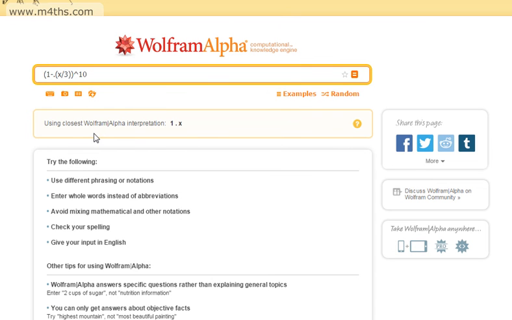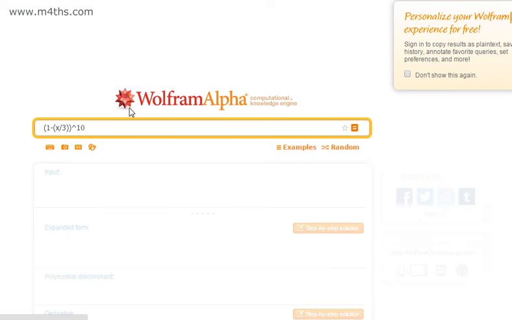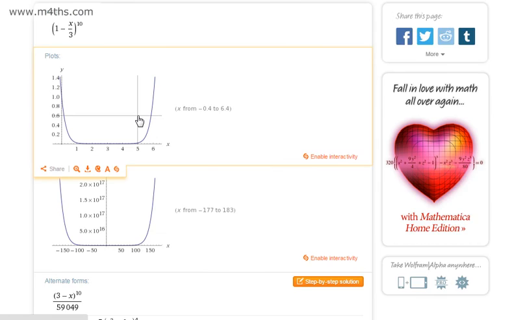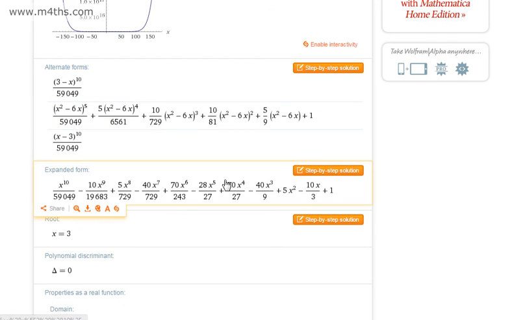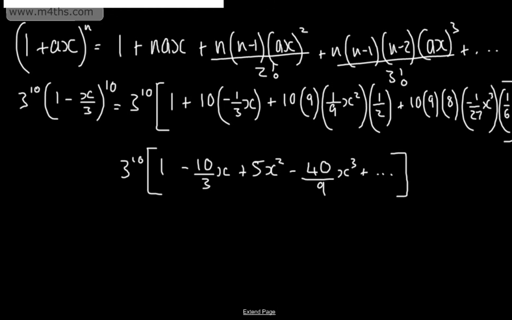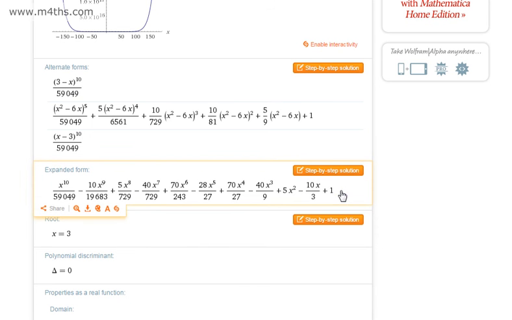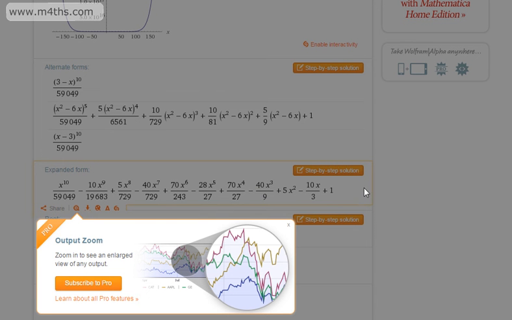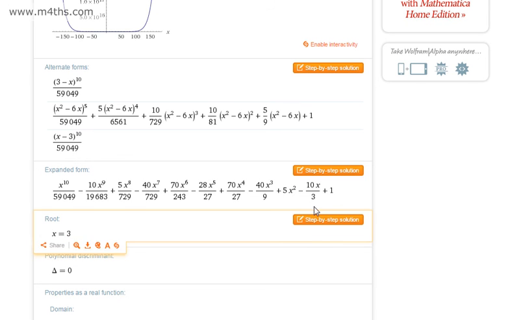Okay, we need to get rid of that, don't we? That's fine. That looks good. Let's see what we're going to get on here. So does this look good? Remember, this is an expanded form in descending powers of x. We generally write it in ascending powers of x. So before I multiply through by 3 to the power of 10, we've got 1 minus 10/3 x plus 5x squared minus 40 over 9x cubed. So that is this bit right here. These are the first 4 terms.